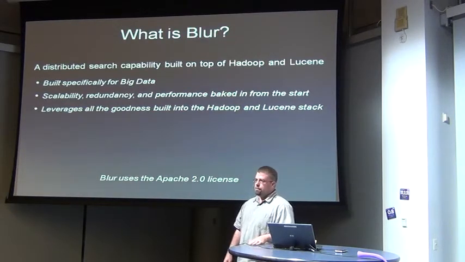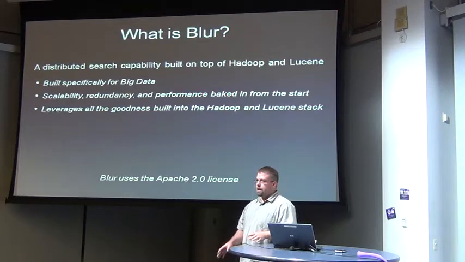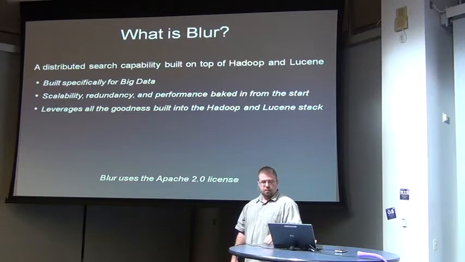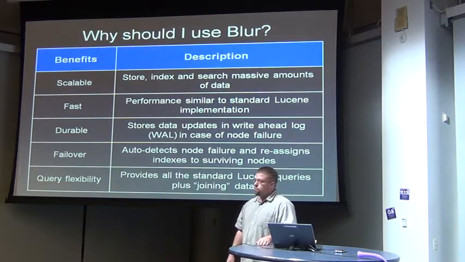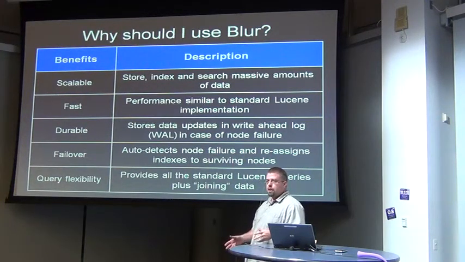So what is Blur? Basically, it's just Lucene on Hadoop. It's specifically built with big data in mind, scalability, performance from the beginning, and I decided to not try to build a fresh search engine from scratch because there's so much goodness in the Lucene stack and in Hadoop itself, so why not put them together? So why should you care? Well, it's scalable. It stores all of its indexes in HDFS. It's fast. It's meant to stay out of the way of standard Lucene performance, so it's nothing magical, but it's going to perform very similarly to the way Lucene would perform on a local machine.